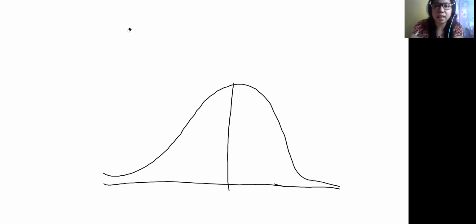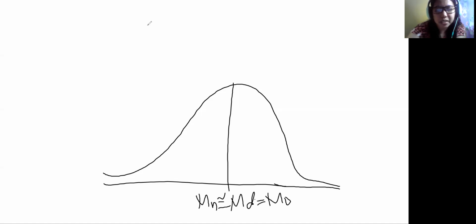And since the highest frequency is located at the center, the mode is also located at the center. So in our explanation last time, if the mean, the median, and the mode are approximately equal, the data is also normally distributed. Which means the mean, the median, and the mode are located at the center. So we have the mean, median, and the mode. If they are approximately equal, we say that it is normally distributed.